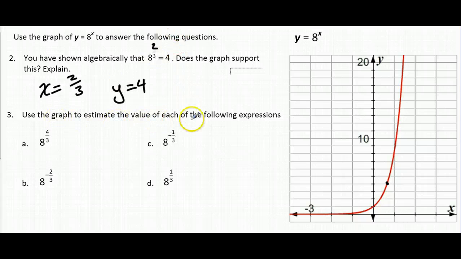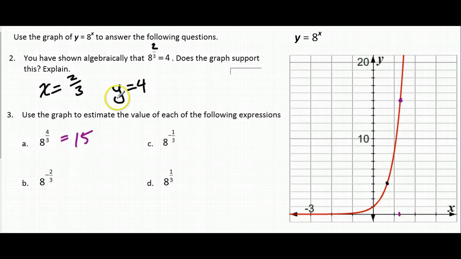Use the graph to estimate the value of each of the following expressions. 8 to the 4/3. Well, that's going to be 4/3, so it's right about here, just past 1. We'll go up and see that it hits somewhere in this area. I'm going to say about right here. That would be 10, 11, 12, 13, 14, 15. So that answer would equal 15.